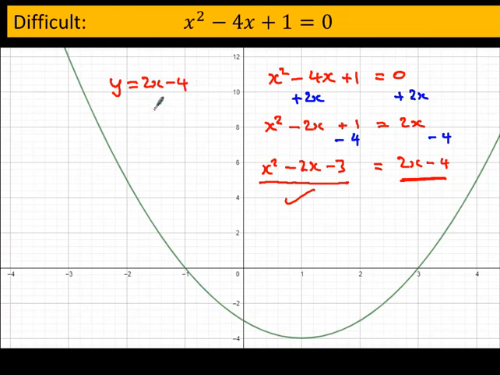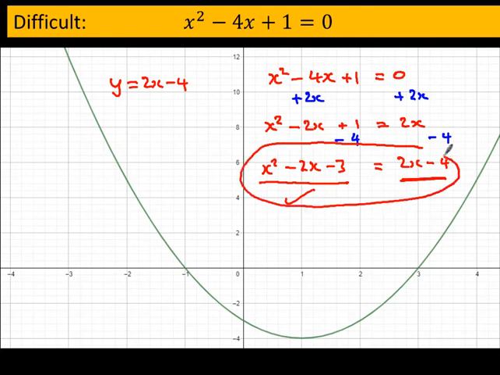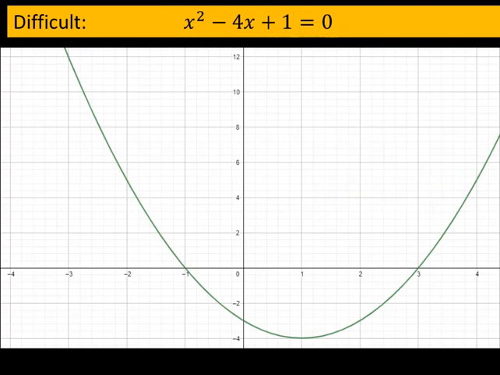And when we solve this equation, we're effectively solving the question because they're equivalent to one another, because we stuck to the rule of how you solve equations. Whatever you do to one side, you've got to do to the other. So if we solve this equation, we're effectively solving this. Okay, so all I need to do is draw the graph of y equals 2x minus 4.